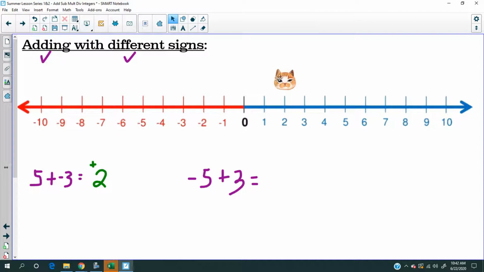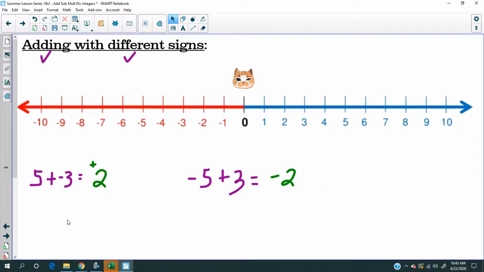However, let's say we switch the sign. So we went from 5 to negative 5, negative 3 to positive 3. So let's start at negative 5, right? And then we went 3. Now, plus 3 means plus positive 3, which means plus 3 to the right. So 3 times. Negative 2. So that begs the question, what's the rule here?